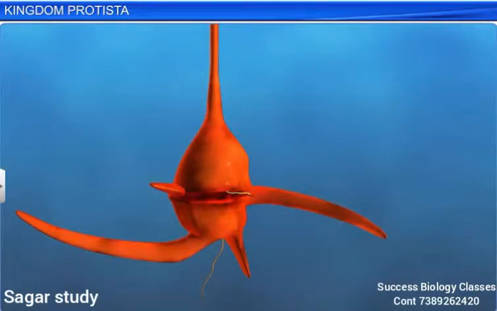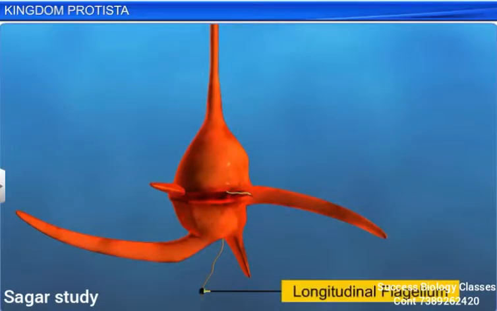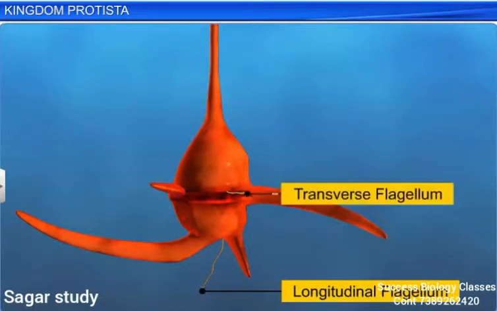Dinoflagellates usually have two flagella, longitudinal flagella and transverse flagella. Their names indicate how both the flagella are positioned.